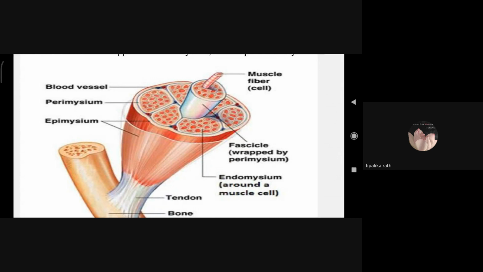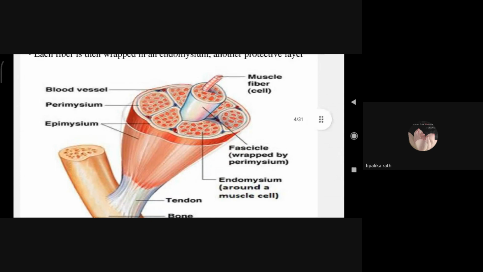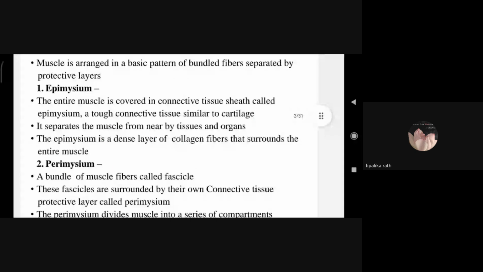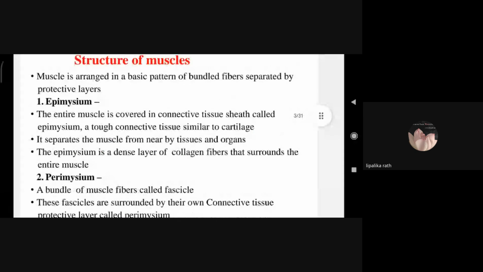What is the epimysium made up of? It is made up of a dense layer of collagen fibers, and it separates the muscle from nearby tissue and organs.